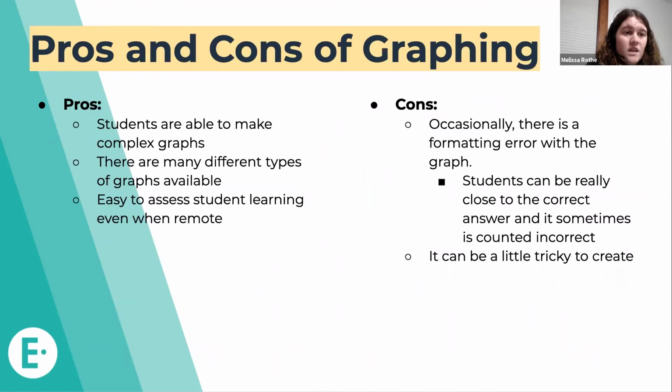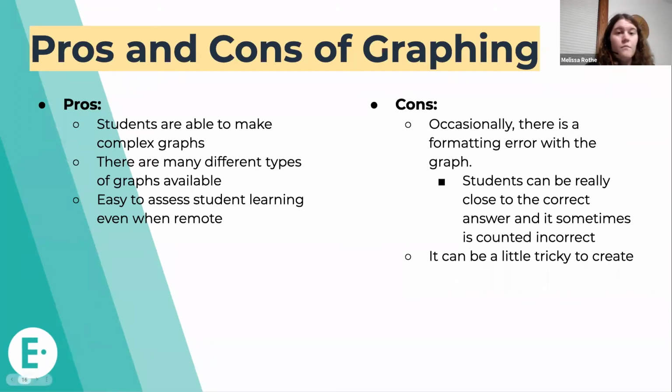Some pros and cons with graphing is students are able to make fairly complex graphs, and there are many different types of graphs available. They're easy to access, especially when you have remote students. But I have found a couple formatting errors. Sometimes the student's answer looks almost identical to the answer key, and it is counted incorrect. So I have had to go back and manually override those. And then I have also found it a little bit tricky to create, but there are plenty of answers or questions and tests already created in the banks.